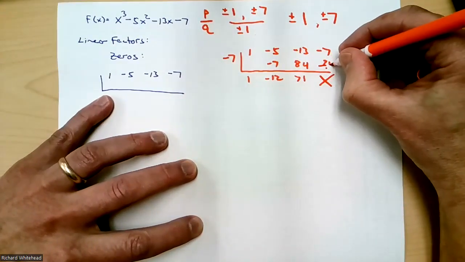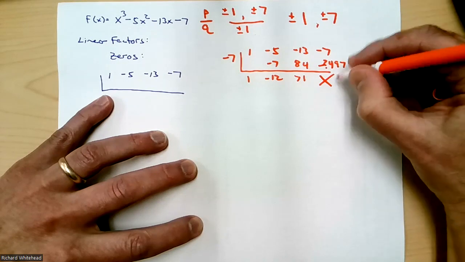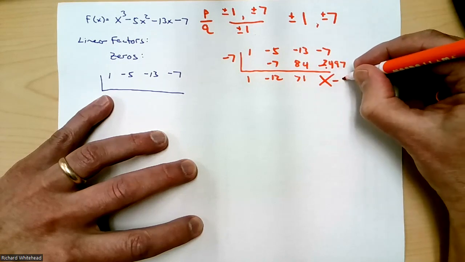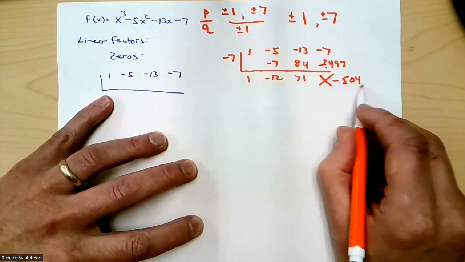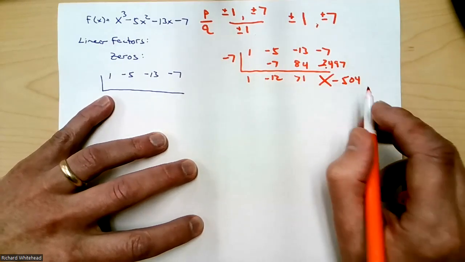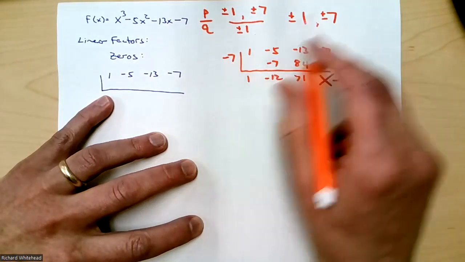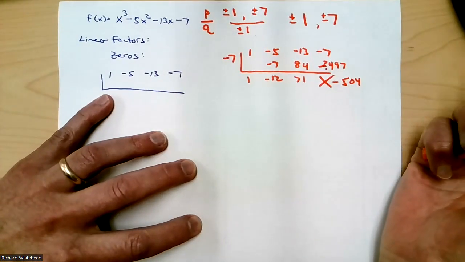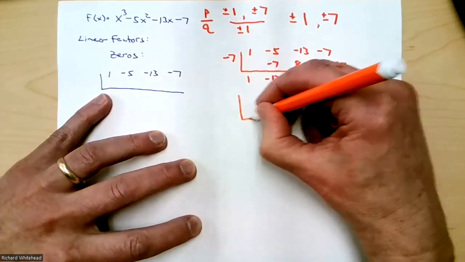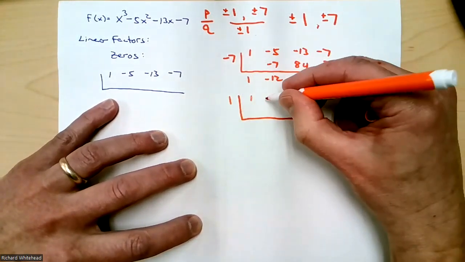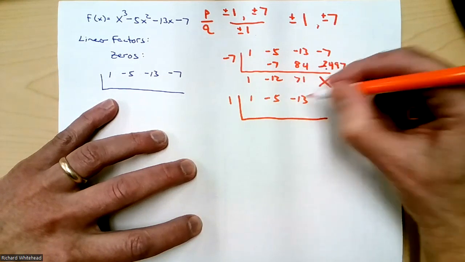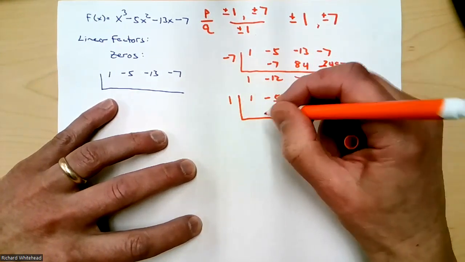What is that? -497. So -504, whatever. It's definitely not 0. So you're thinking, okay, -7 didn't work. So we never have to try -7 again. We can eliminate it. Somebody else says, okay, well, I'm going to try +1. That didn't work. And then you're thinking, yeah, from now on, I'll just start with a small number.